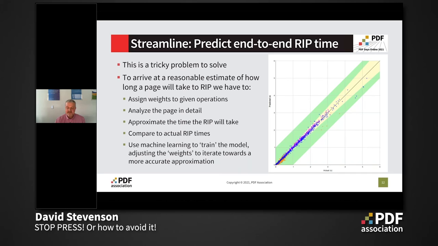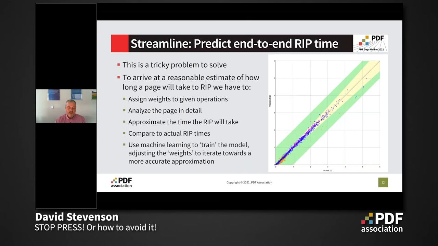requiring different operations, image operations. You want to get that dot onto the 45 degree line, which means that the prediction and the actual time taken agree. The green area is within a second either way. So you can see that after training, we're able to get quite accurate predictions of how long the job will take to go through the RIP.